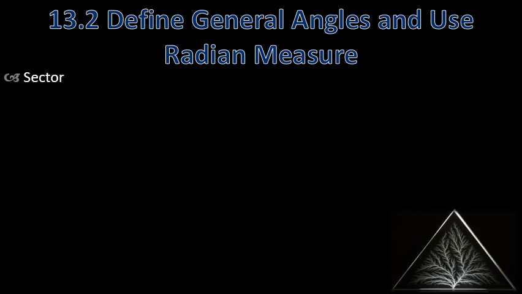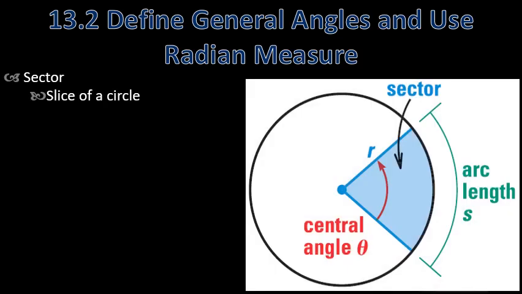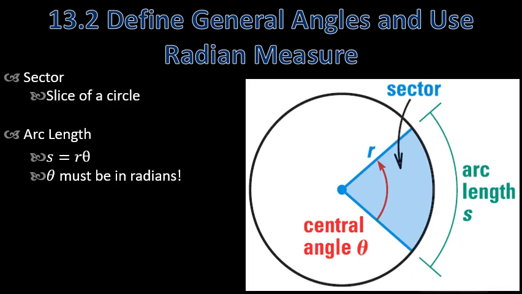A sector is a slice of a circle, like a piece of pizza. The arc length is part of a circle. To find the arc length, it's S equals the radius times the central angle. The arc length is S, R is the radius, theta is the central angle. However, the angle must be in radians.